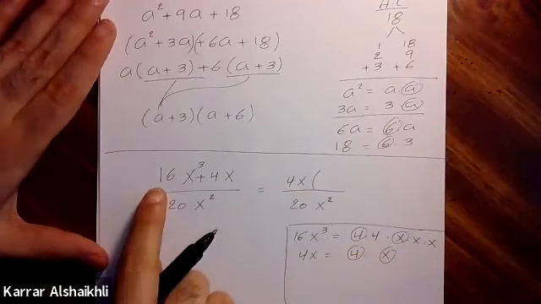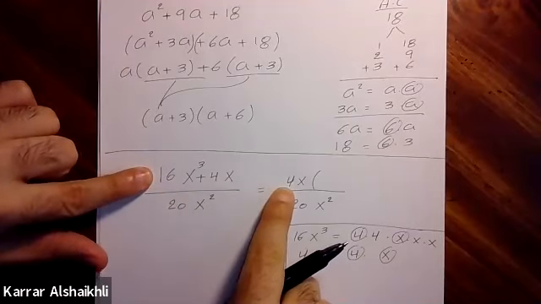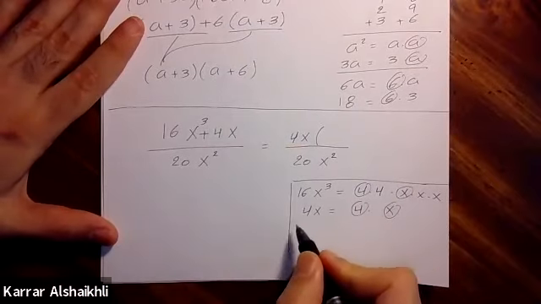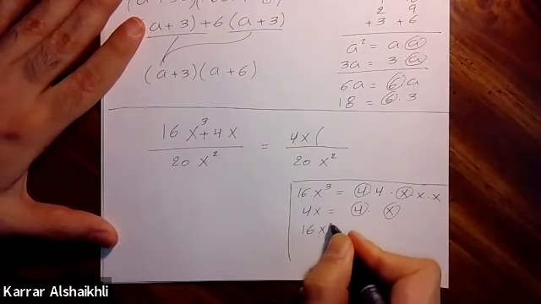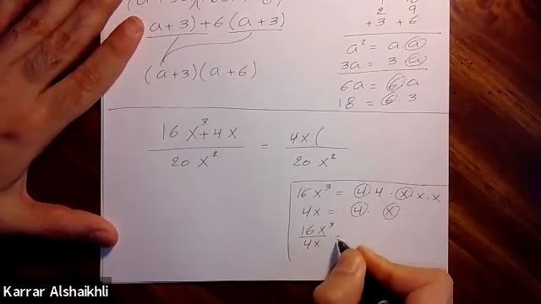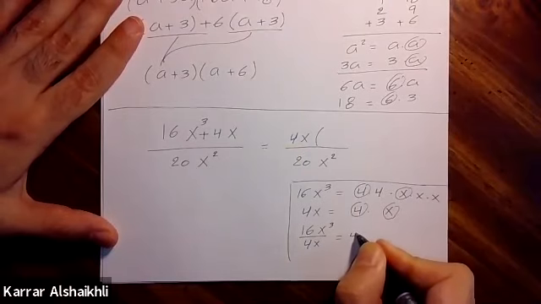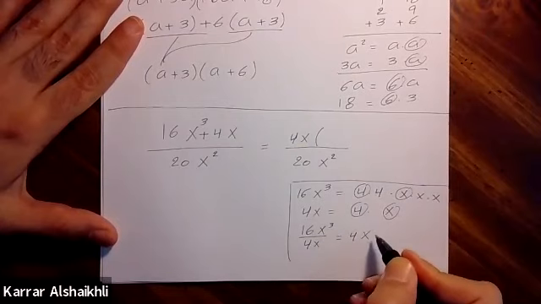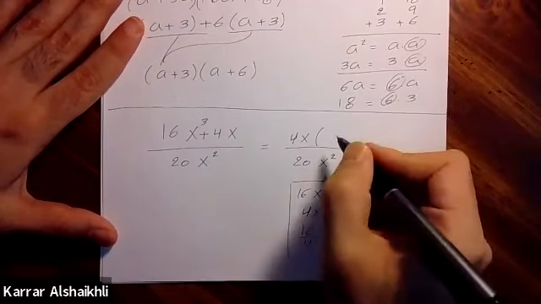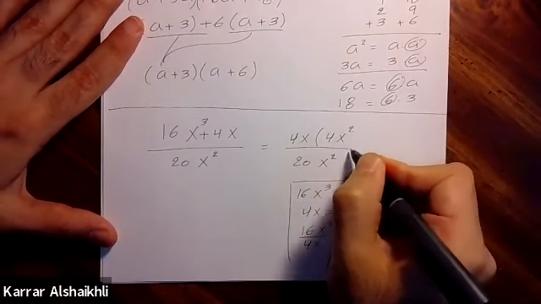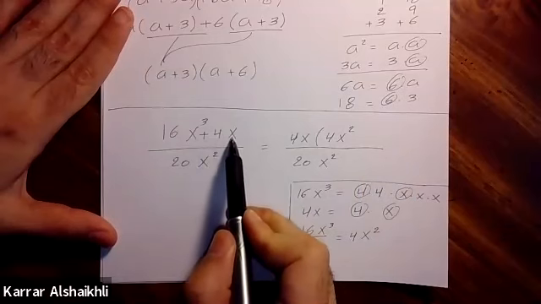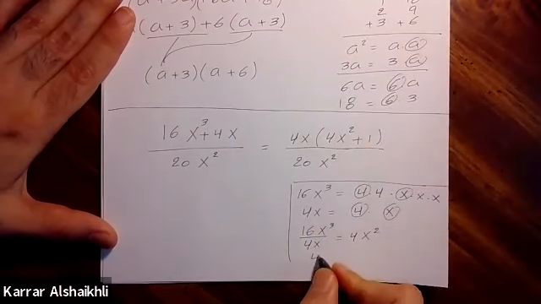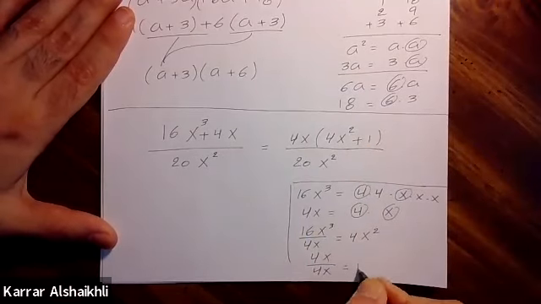The leftover, 16 divided by 4. Let's do these steps also here. 16x cubed divided by 4x. 16 divided by 4 is going to be 4. X cubed divided by x is going to be x squared. So it's going to be 4x squared. Let's keep going. 4x divided by 4x is going to be 1, because 4x divided by 4x is going to be 1.